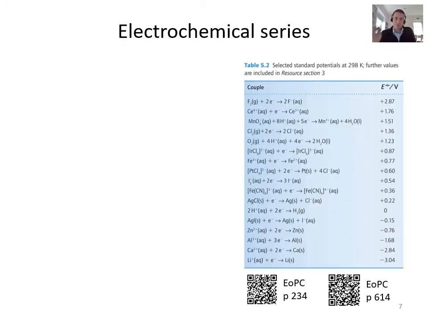Okay, so let's have a look at some examples of this. We've got a table here. This is a shortened version of an electrochemical series table. It's from this page here. It looks a little bit different on the internet version, but it comes from the same book, and it's got pretty much the same information. A much larger version of the table starts in resource section 3, on page 614.